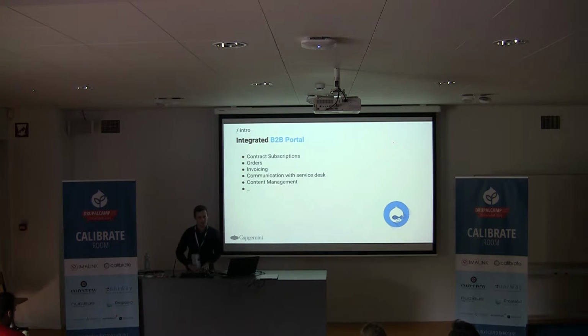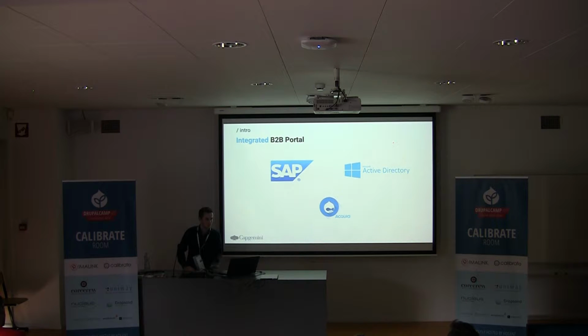So, first of all, I'm going to explain to you what we mean by an integrated B2B portal, because it's a fancy word, but it can mean anything. So we want to provide a way to the users, to the partners of our client, to subscribe to different contracts. They have to be able to place some orders and see orders they placed. They have to see their invoices, communicate with a service desk that actually is implemented in SAP. So again, with the communication. And a small part of content management where some news flashes would be added and some catalogs, but nothing too fancy in that. And of course, an integrated part with these three.